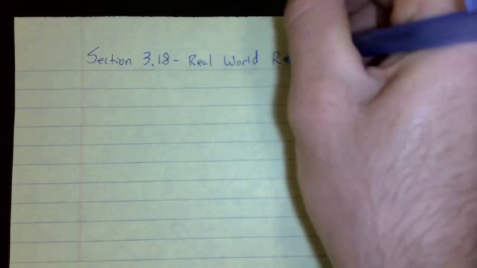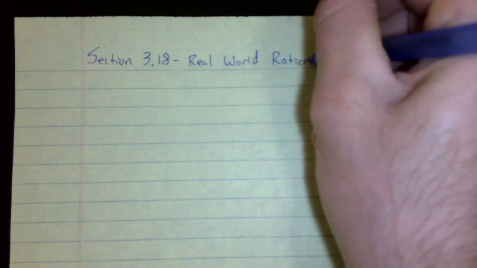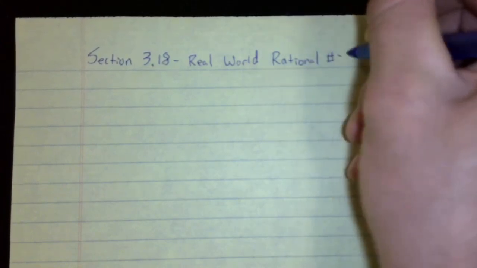Okay, the title of your notes will be section 3.18, Real World Rational Numbers.